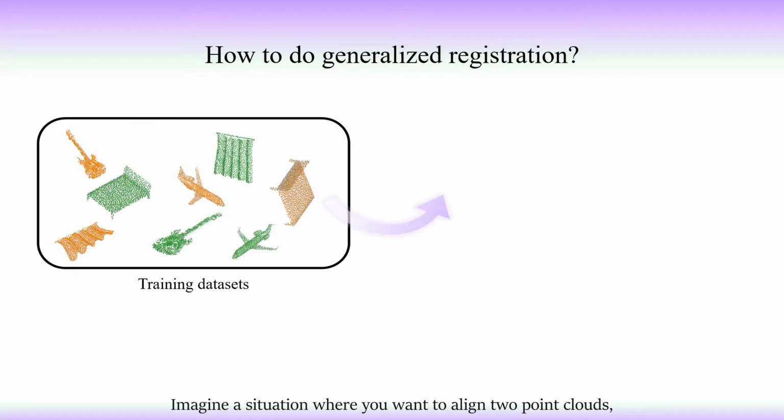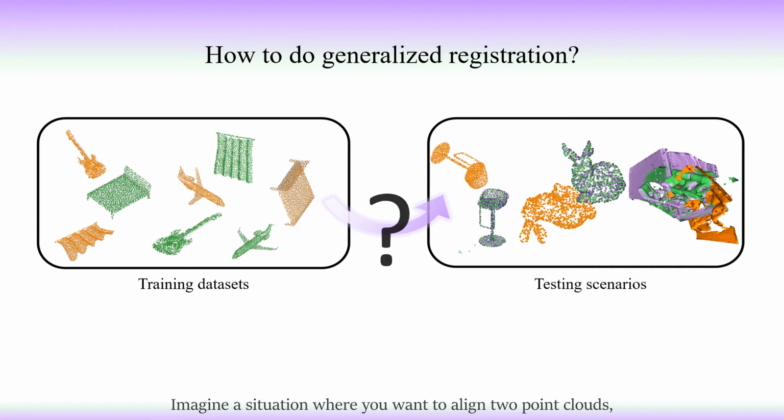Imagine a situation where you want to align two point clouds, while these point clouds are statistically different from the training dataset. For example, they're from unseen object categories, unknown depth sensors, or different complex scenes. In these circumstances, the common strategy is to rely on classical non-learning methods whose performance is inferior to learning-based methods but can generalize well to unknown conditions.